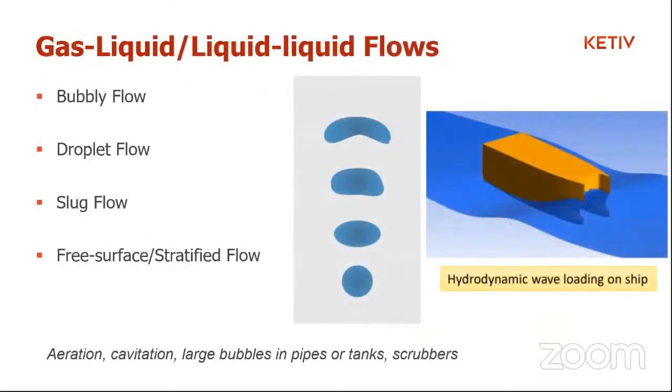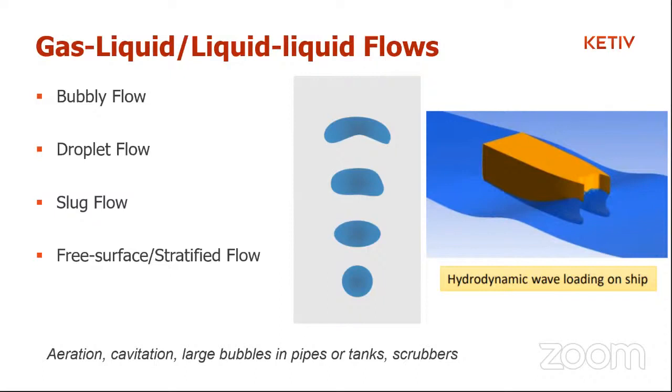In the case of a gas-liquid or a liquid-liquid flow, you'll either have a bubbly flow wherein you have gas particles dispersed in a continuous liquid phase, or you could have a droplet flow wherein you'll see the vice versa, wherein you have liquid particles dispersed in a continuous gas flow. You could also have slug flow, in which you have large gaseous bubbles being transported in a continuous liquid phase. And then lastly, you could have a free surface or stratified flow.